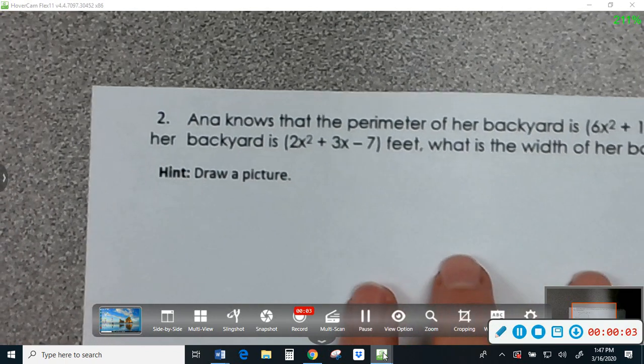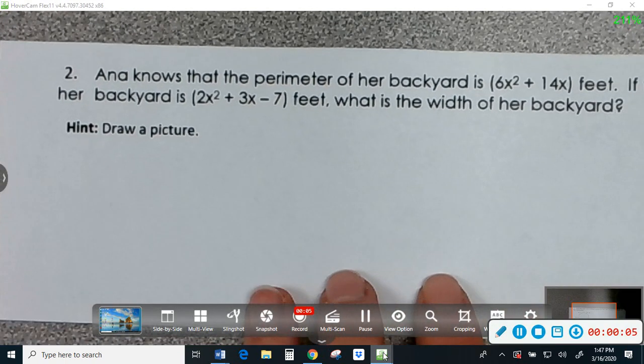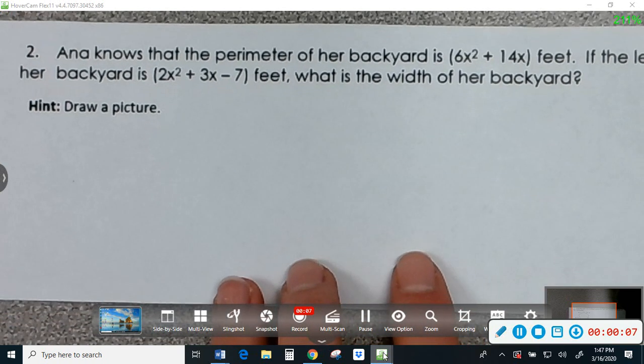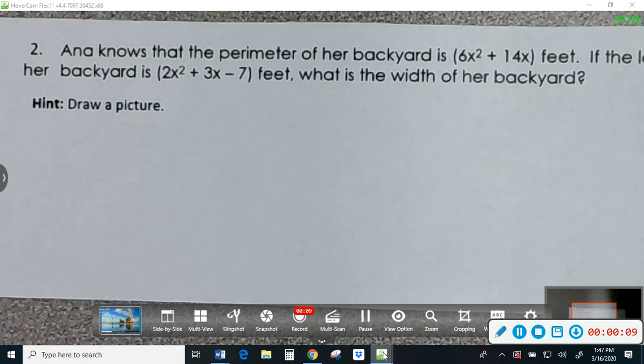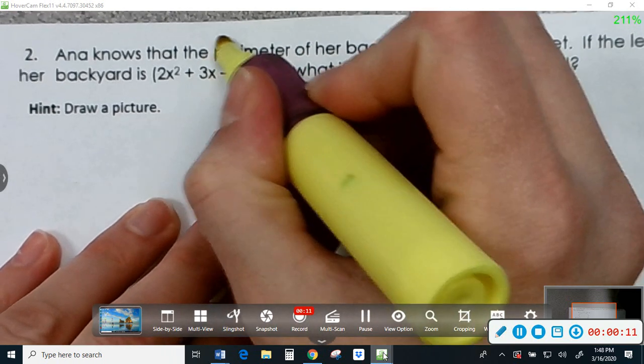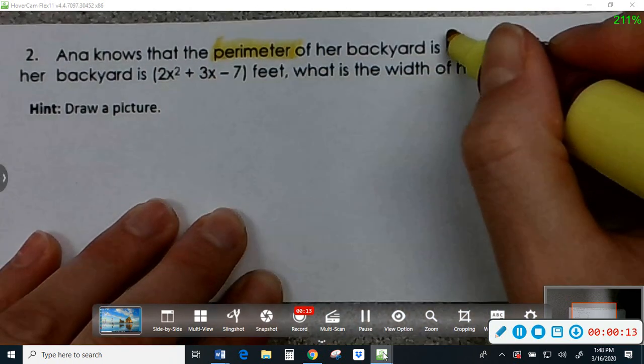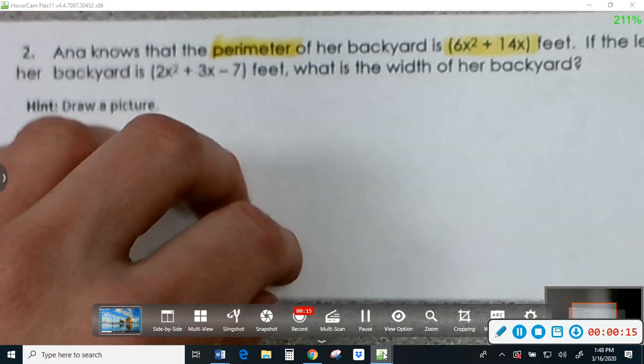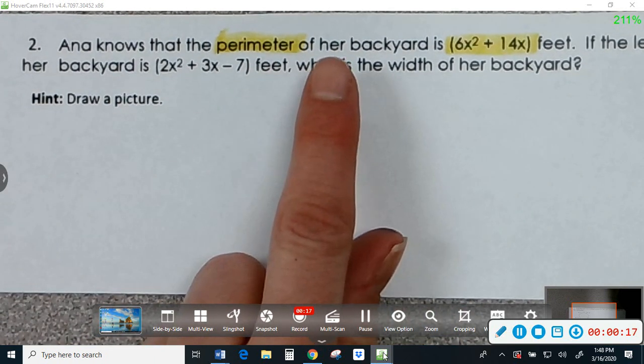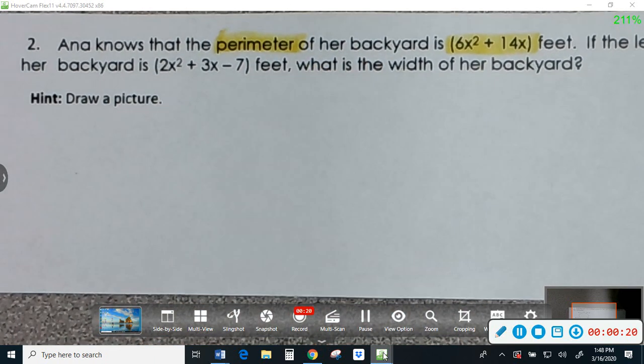Alright, so here we are back with our word problems. In this second problem, again, it gives you the perimeter, and it tells you the perimeter is 6x squared plus 14x, and this is for her backyard. I know it doesn't state the shape, but we'll assume the shape is a rectangle.